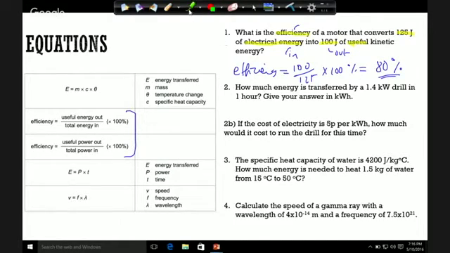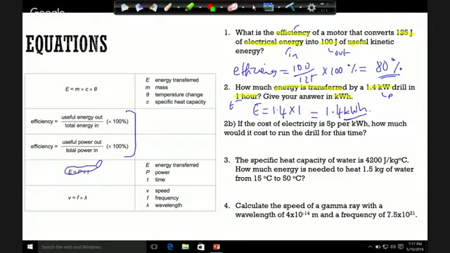The second question, how much energy is transferred by 1.4 kilowatt drill in 1 hour? Give your answer in kilowatt hours. So we need to work out energy transferred. We've been given a power and a time. So we look down here for this equation, energy equals power times time. So energy equals our power, which is 1.4, multiplied by 1. And this time we don't need to change it because it's already in hours. So that answer is 1.4 kilowatt hours. So very well done if you got that one correct. Remember those weird units for energy when we're talking about energy in the home.